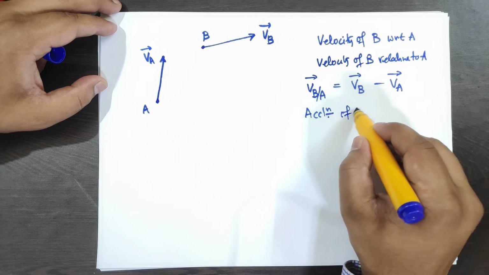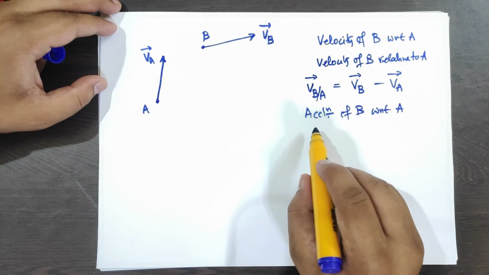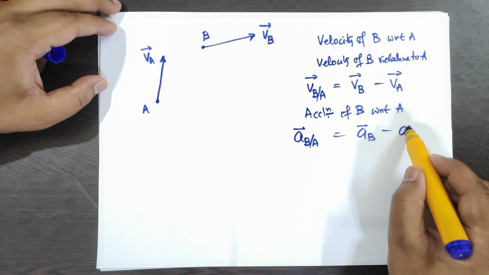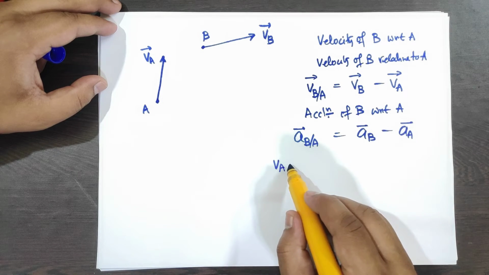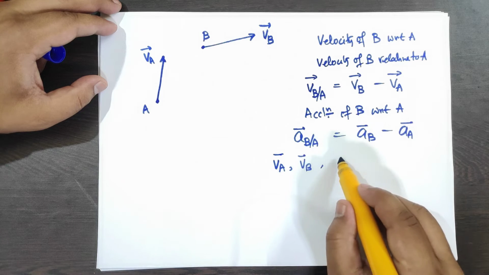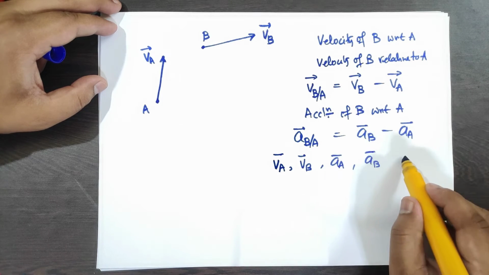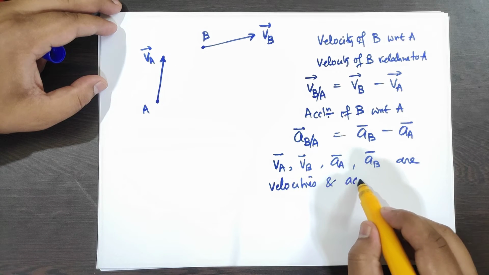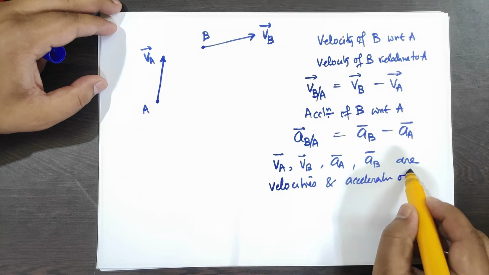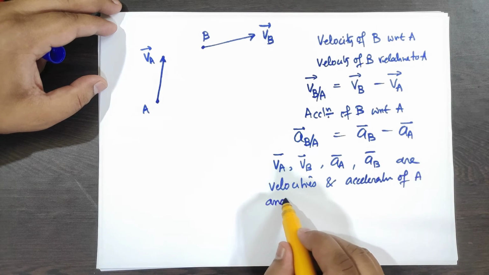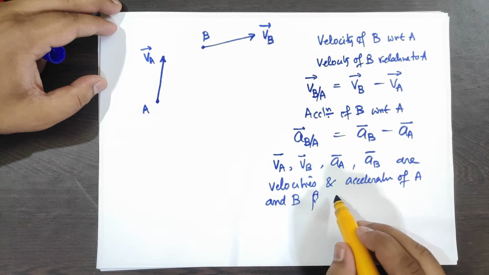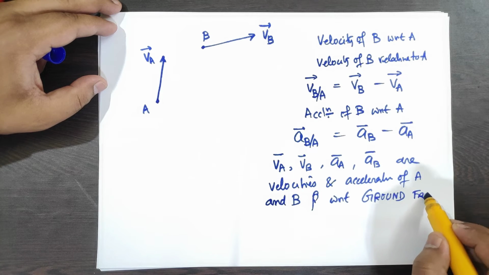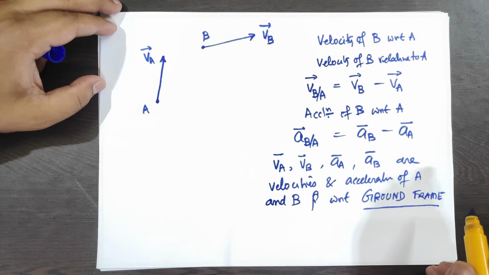The acceleration of B with respect to A equal to acceleration of B minus acceleration of A. Now here remember, VA, VB, acceleration of A, acceleration of B are velocities and accelerations of A and B from the ground, with respect to the ground frame. These all are with respect to the ground frame.